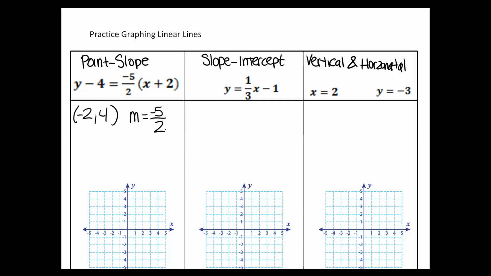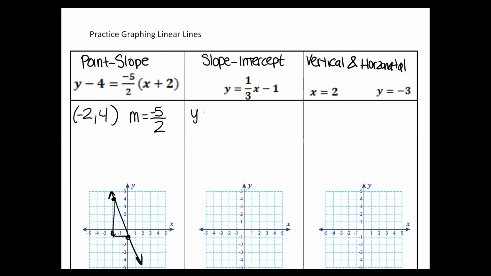Graphing our point first, I'm going to go back to up 4. That's our starting point. And then from that point, we're going to go down 5 over 2 to our second point, and then connect our lines. The next one that we want to be able to see here is our slope intercept.